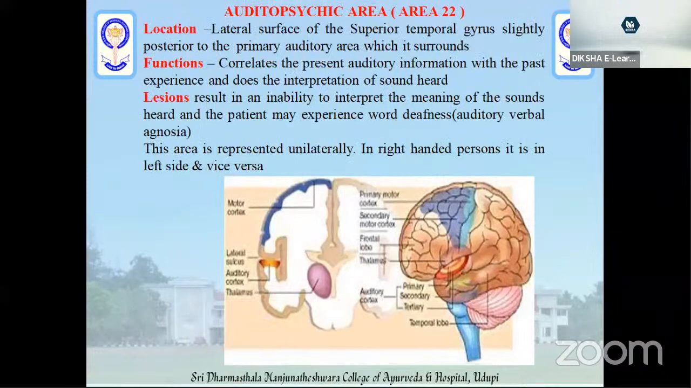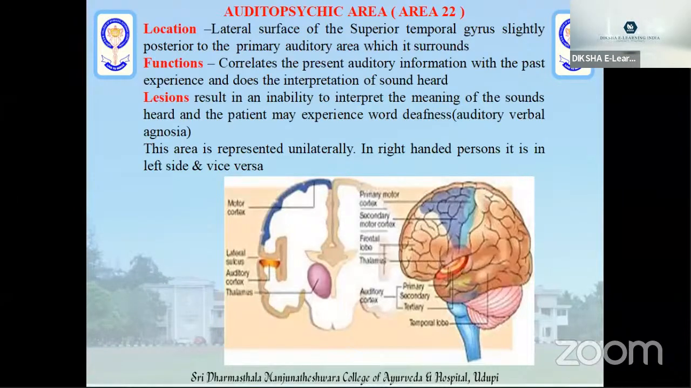Next is the auditosensory area and auditopsychic area, area number 22. Location: it is located in the lateral surface of the superior temporal gyrus. You can see in the diagram, lateral surface of the superior temporal gyrus, slightly posterior to the primary auditory area, which it surrounds. Now, what are its functions?